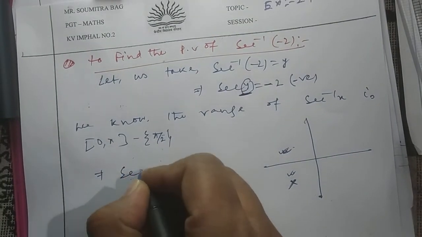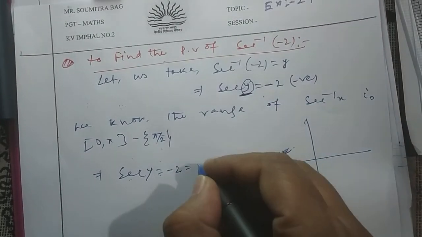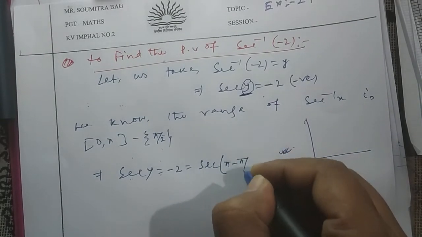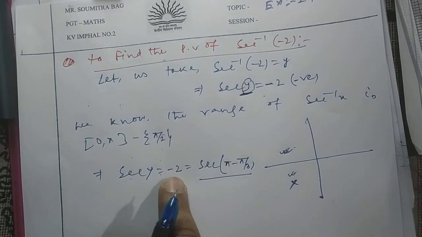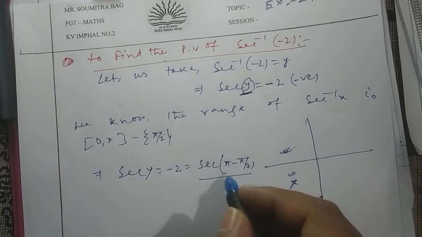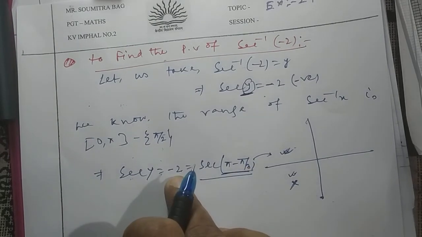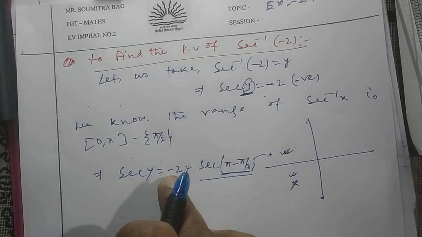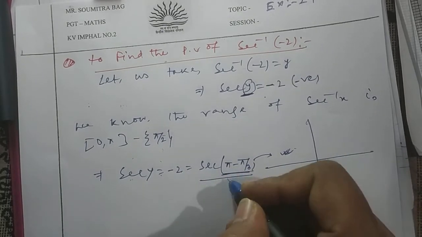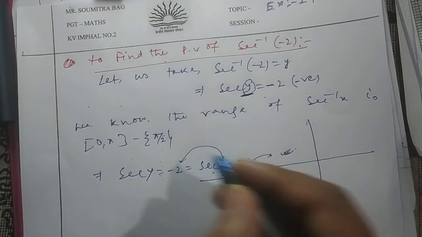So for this purpose, sec y equal to minus 2 that we got here can be modified as sec(pi minus pi by 3). Correct? This minus 2 can be written as sec(pi minus pi by 3). Now look here, this total angle will belong to the second quadrant and sec(pi by 3) is 2. In this way, we can write minus 2. If you want, you can check the value. Always the value of sec(pi minus pi by 3) will be minus 2.